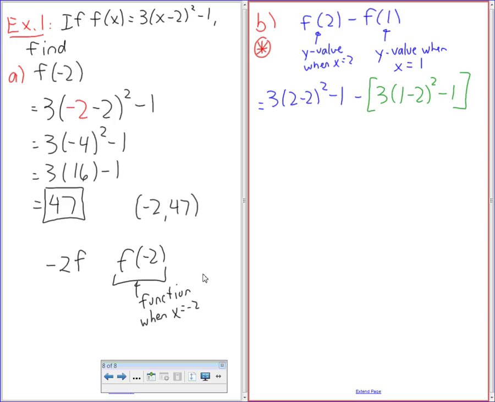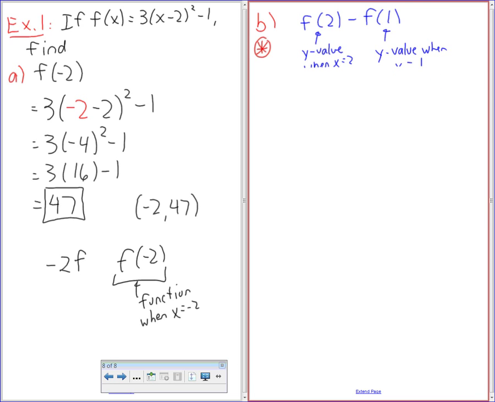So what you can do, if you want to, is on the side do what f of 2 is equal to, and then on the side do what f of 1 is equal to, and then subtract the answers. You can do that if you want to. I'm just doing it all in one step. If you guys want that, I can do that.